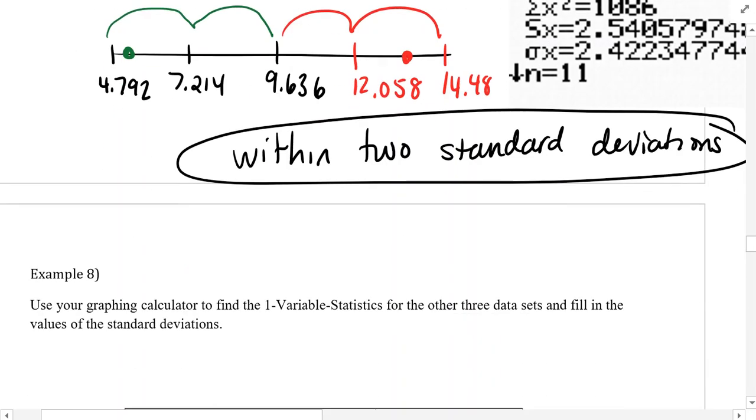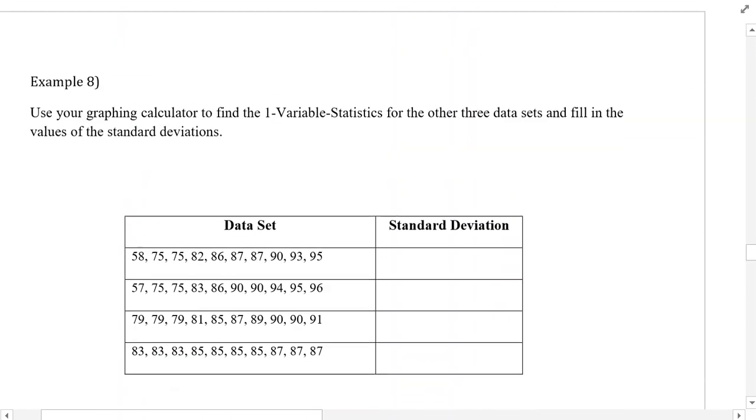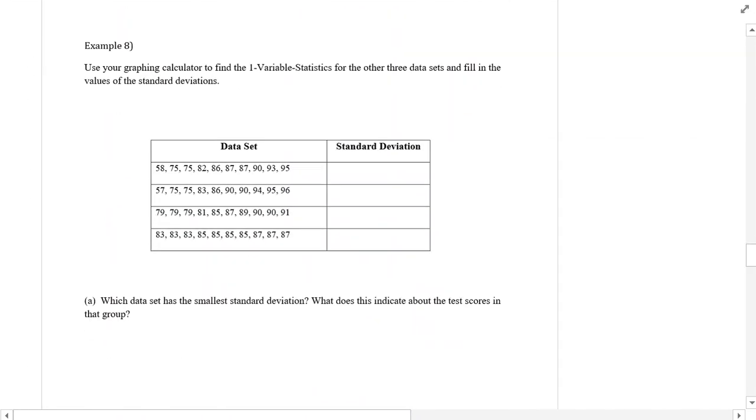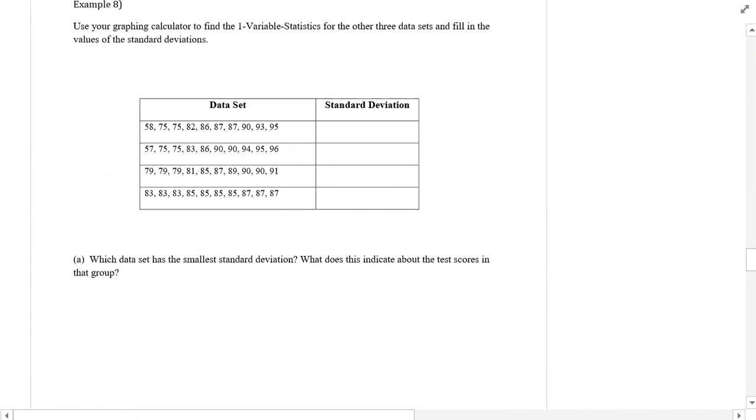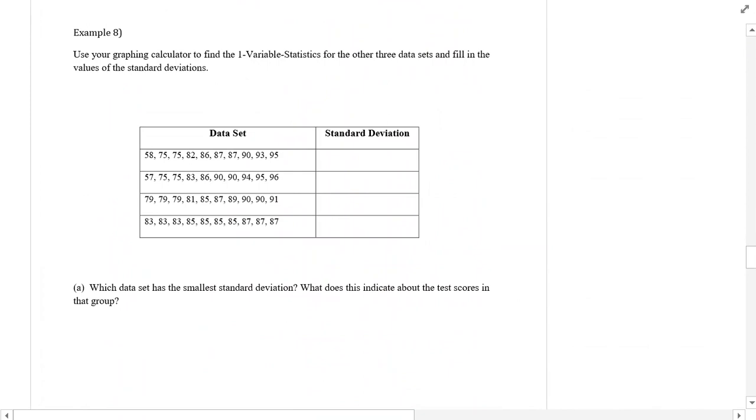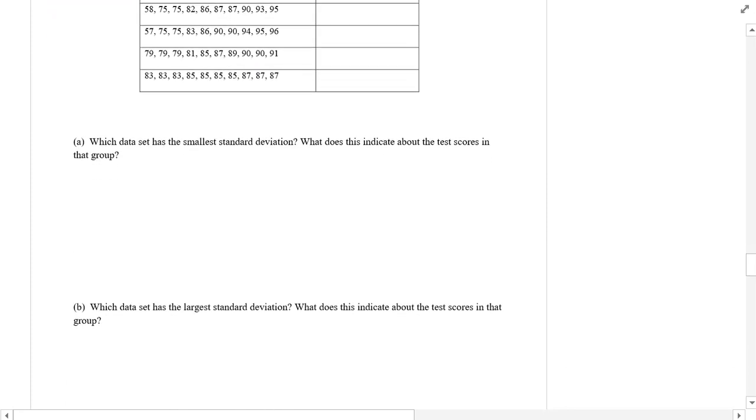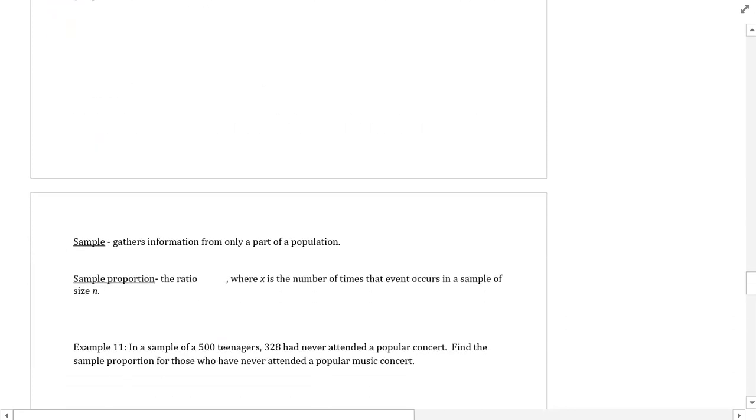Okay. Go ahead and do example 8 on your own. Again, we're going to find all of these standard deviations. So you're doing 8 on your own. Go ahead and pause the video. And again, we'll go over those again in class.